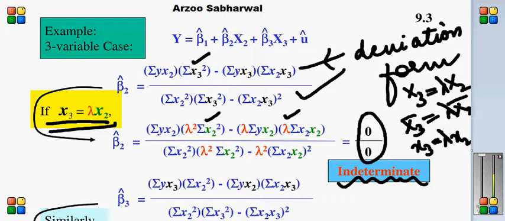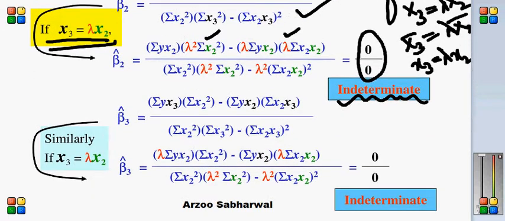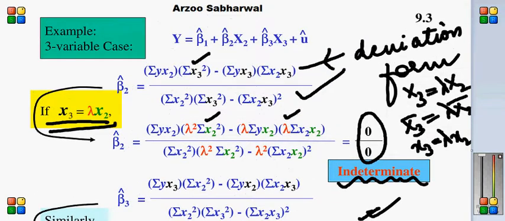So I do not get actually any value of beta 2 hat. Similarly, if I talk about beta 3, I get an indeterminate form. Because I am getting an indeterminate form, I can clearly say that there is no value of beta 2 hat and beta 3 hat. Similarly, I can extend this argument, saying that if there is multicollinearity, then I can actually not find the values of all the variables.